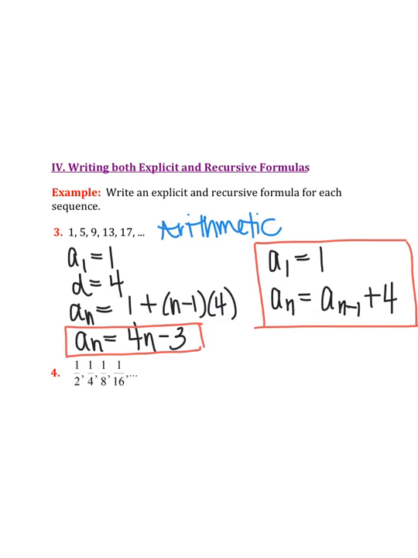All right, my last problem. So looking at these, my gut is telling me that this is going to be geometric. So the way I would want to figure out my common ratio is I would take 1/4 and divide it by 1/2. So it turns out that my common ratio is going to be 1/2. So my first term is 1/2. My common ratio is 1/2.